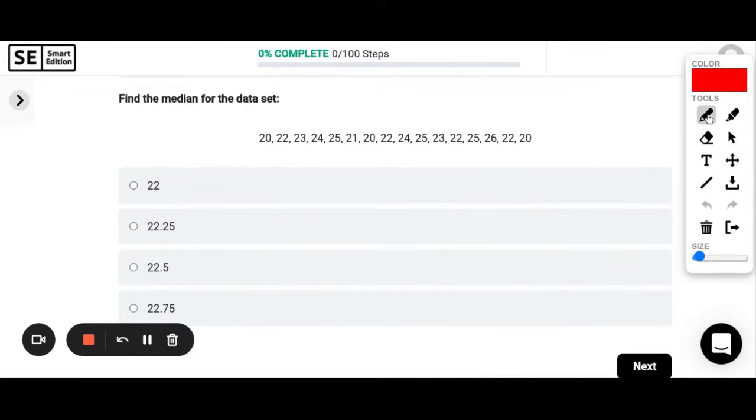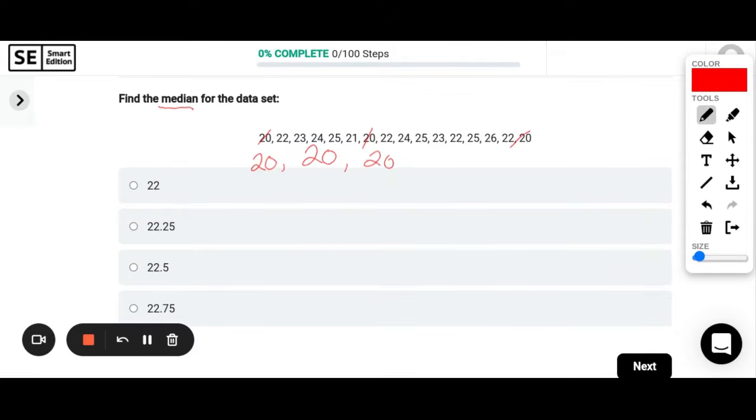So median means middle. Before we can find the middle, we need to put this into the correct order from least to greatest. So I'm going to list this data from least to greatest. And when I do that, I like to cross them off as I go so that I don't forget any.